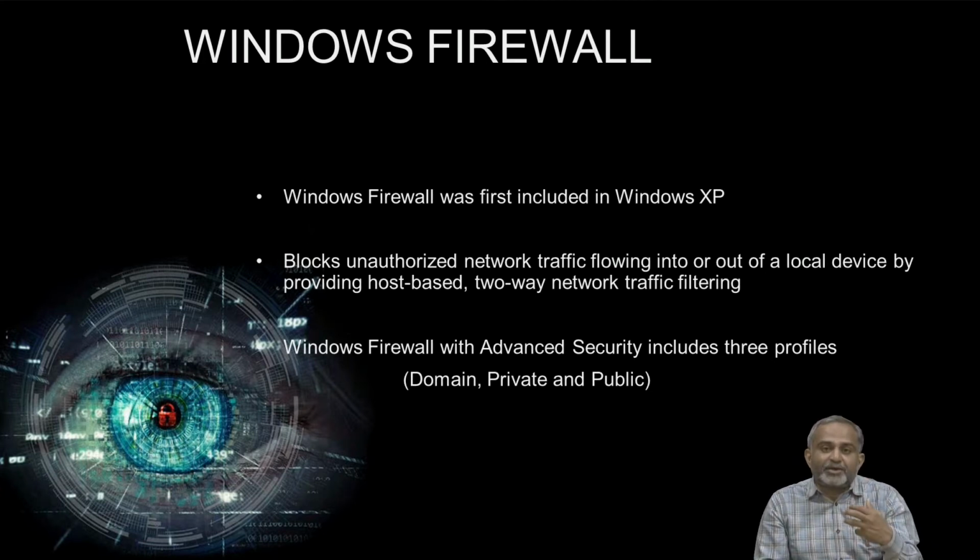So these are the rules that have already been configured in a firewall, and based on these rules the firewall allows or blocks particular network traffic. Furthermore, with the advanced security, Windows firewalls nowadays are coming with three profiles.